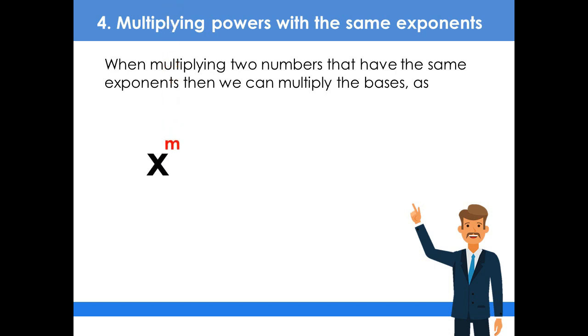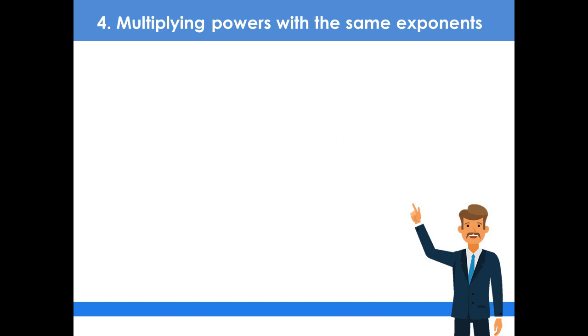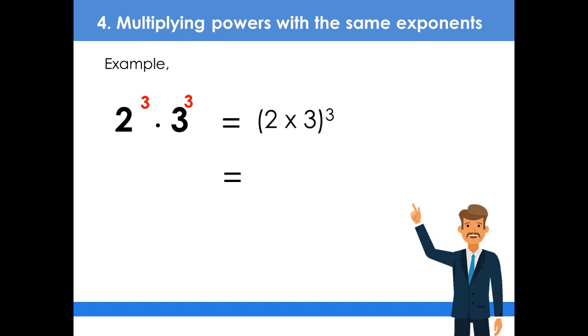Fourth law, multiplying powers with the same exponent. When multiplying two numbers that have the same exponents, we can multiply the bases: x raised to m into y raised to m equals x into y whole raised to m. Example: 2 raised to 3 into 3 raised to 3 equals 2 into 3 whole raised to 3, which equals 6 raised to 3.